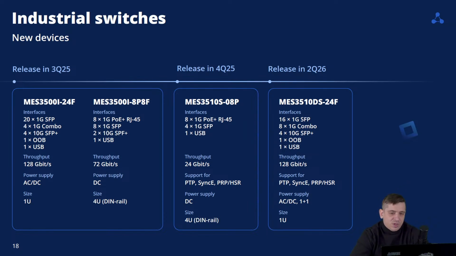And in the 2nd quarter of 2026 we shall introduce MES 3510DS 24F, another unit which will have support for PTP, Sync-E, PRP and vESR. It will have 16 SFP interfaces, 8 1 gig combo copper interfaces, and 4 10 gigabit uplinks. So the throughput of the switch will reach 128 gigabit per second.